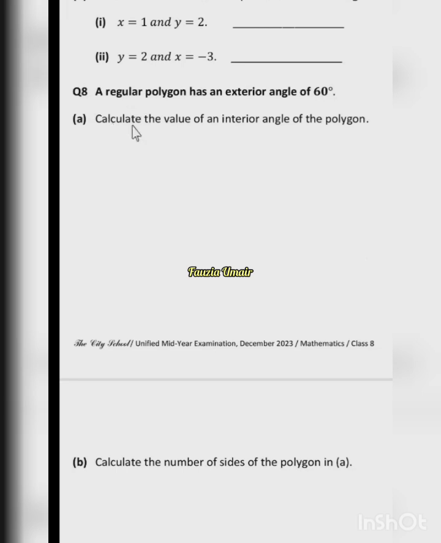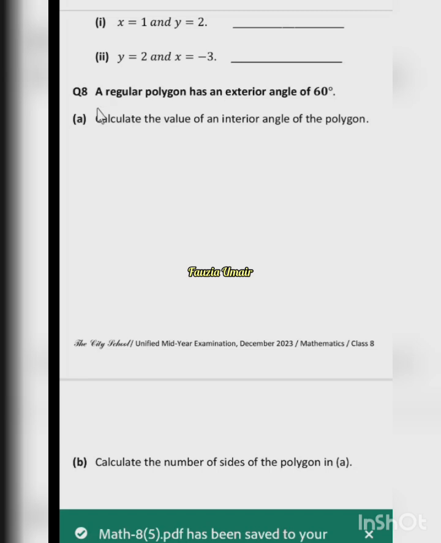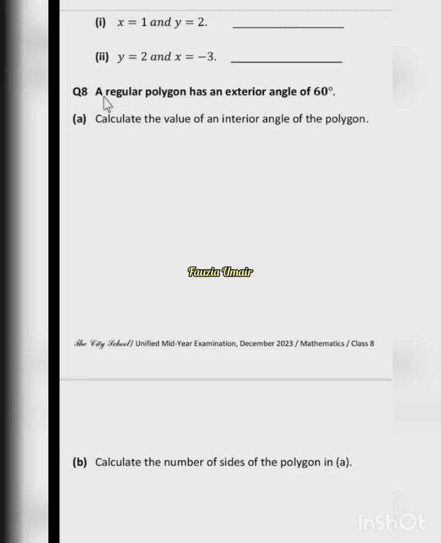I am getting basically two pieces of information from the question statement. First is a regular polygon. What does this mean? Who can answer? What information am I getting from this keyword, a regular polygon? When all sides are equal. That's correct. When all sides and angles are equal. So it has an exterior angle of 60 degrees.